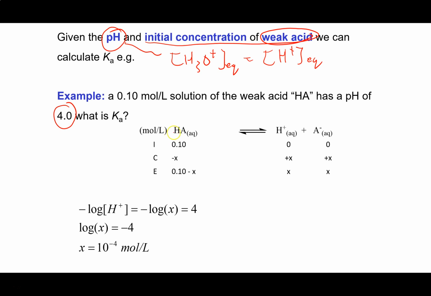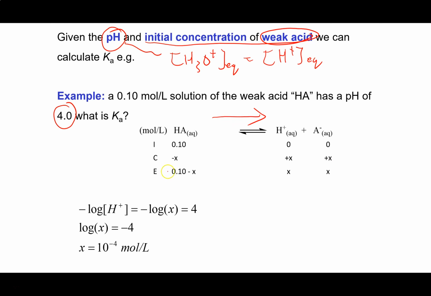acid dissociation reaction. HA is in equilibrium with H plus and A minus. And initially I have 0.1 mole per liter of my weak acid. I have no hydrogen ions, and I have none of my conjugate base of my acid. So what way is it going to go? Well, it has to go towards the zeros. So the acid concentration will go down by X, my hydrogen ion concentration will go up by X, and my anion concentration, my conjugate base concentration, will also go up by X.